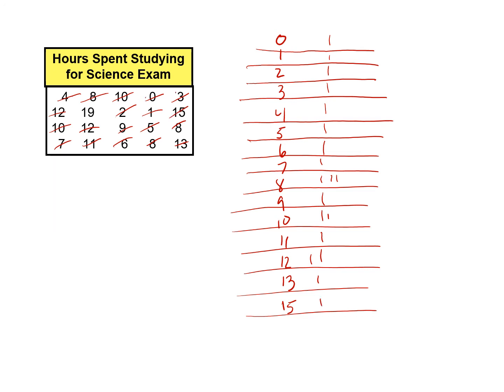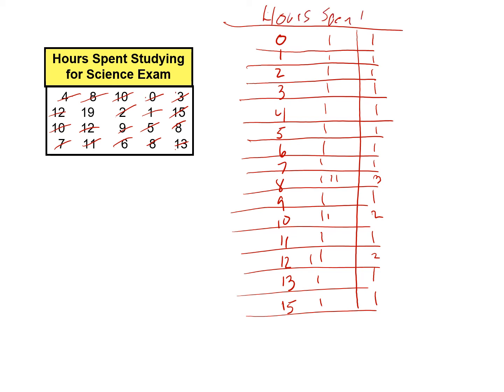So I have 20 total. And then you make your totals, and my title is Hours Spent Studying. All right. And that is a frequency table lesson, guys.